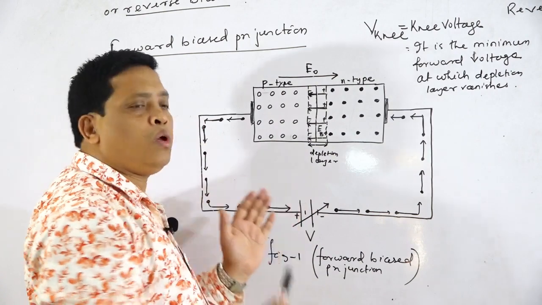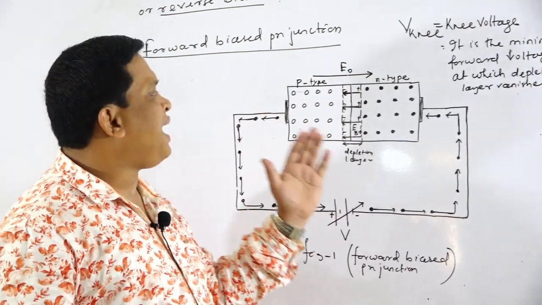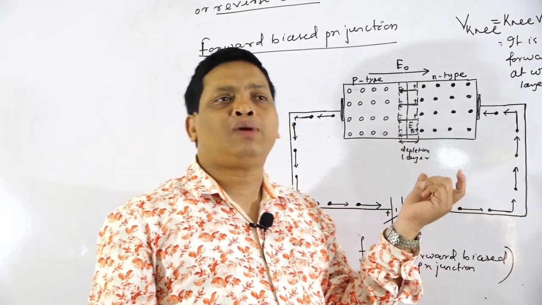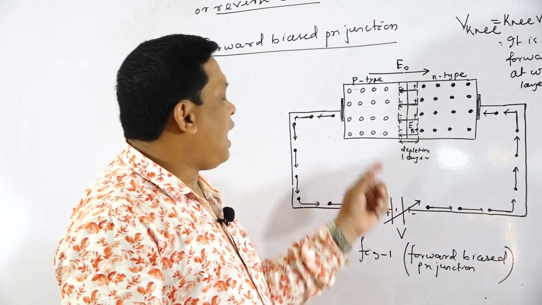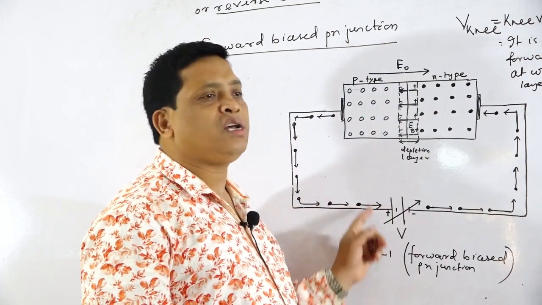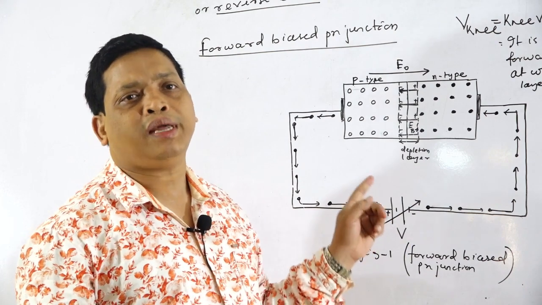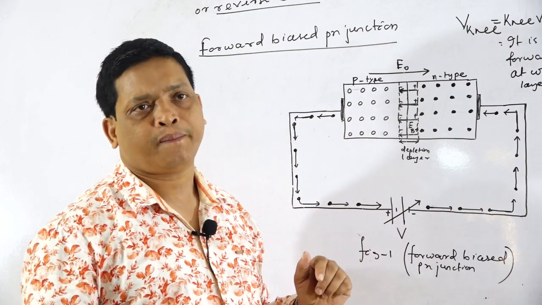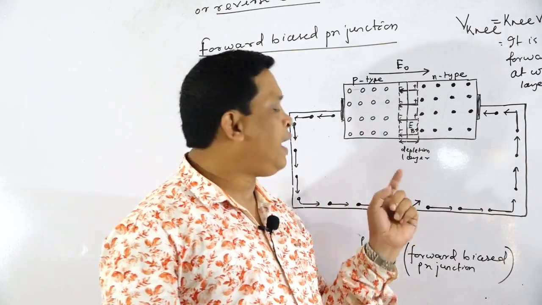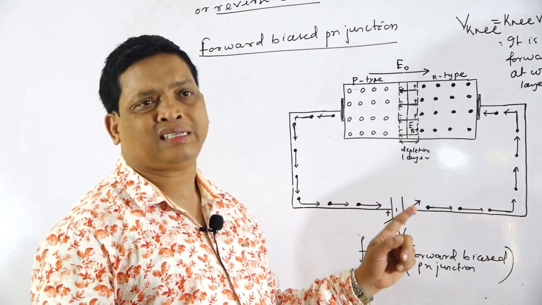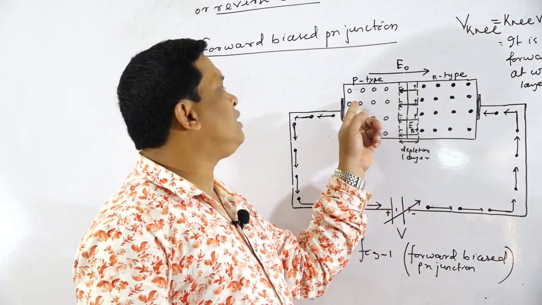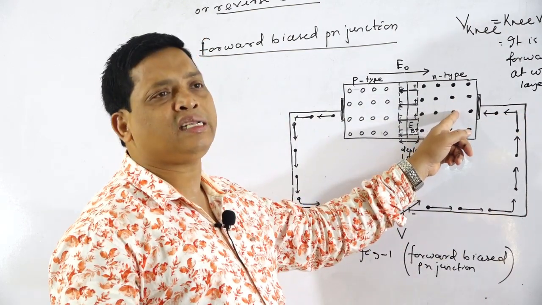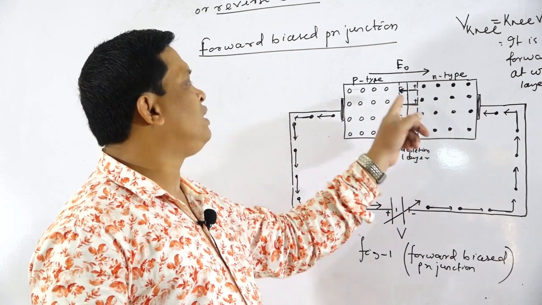So we can say now that in a forward biased PN junction, the depletion layer gradually decreases, and when the applied voltage or forward voltage becomes equal to the knee voltage, the depletion layer completely vanishes. And thereafter, when we increase the forward voltage, the holes in the P region move towards the N region and the free electrons in the N region move towards the P region.